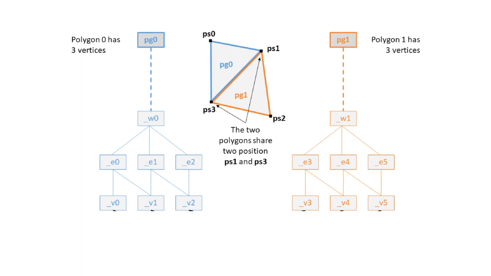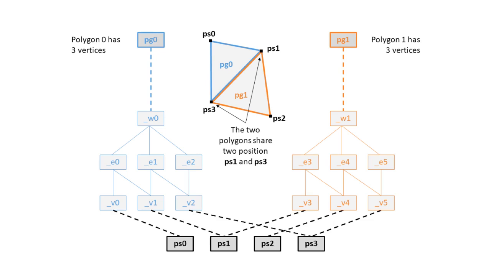Now let's bring the positions into the picture. Here are the 4 positions. You can see that each vertex still has only one position. But position 1 and position 3 both have 2 vertices. In other words, the 2 vertices are sharing the same position.